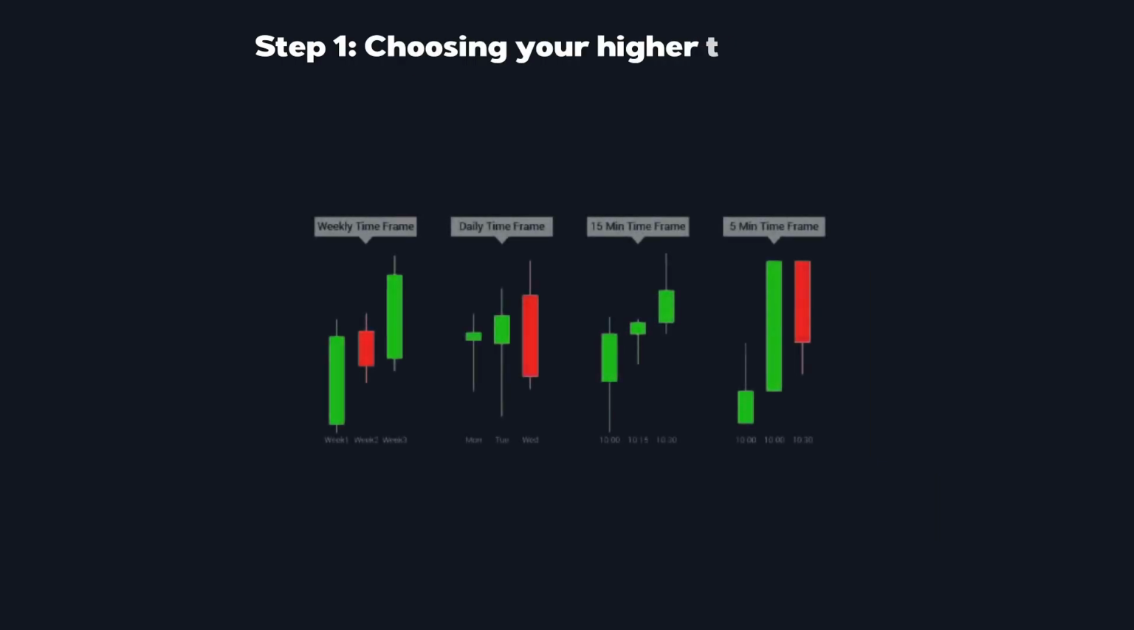Step 1. Choosing your higher time frame. The multiple time frame analysis consists of analyzing at least 2 to 3 different time frames of the same asset or pair to construct a bigger picture about the long-term trend. We want to trade with the trend, not against it. The MTF allows us to align our trades with the higher time frame trend. Remember, the larger time frame always wins.